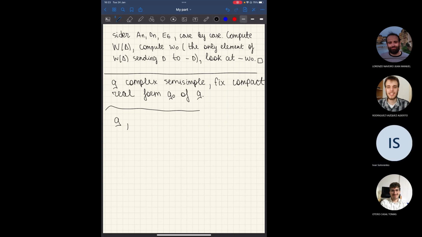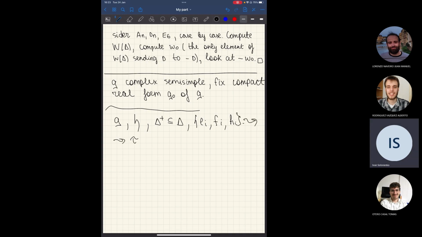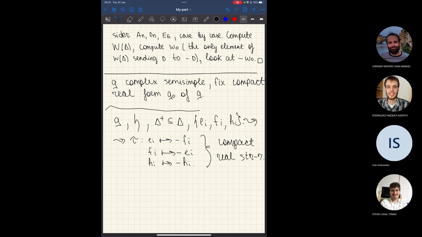And I think we denoted it as, so we have delta plus, we have EI, FI, HI, and then we have, I think we denoted it as tau, sends EI to minus FI, FI to minus EI, HI to minus HI. This is a compact real structure. And then, if this is a compact real structure, you can look at the set of points that are unmoved by that compact real structure, and this will be a compact real form. So we can say that it's G0.